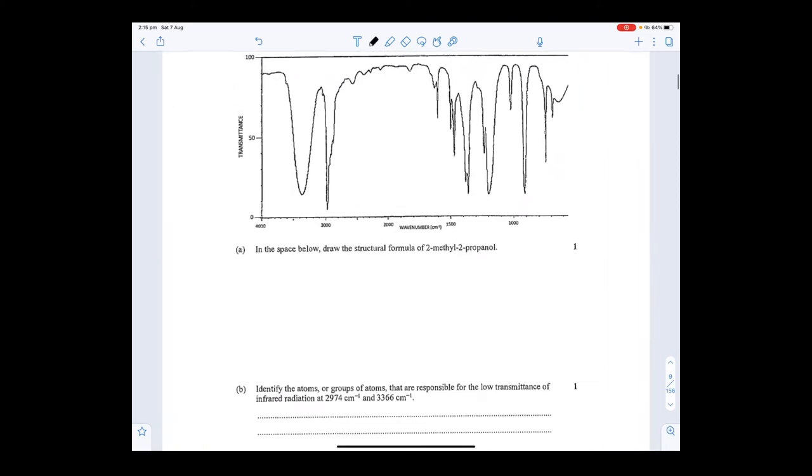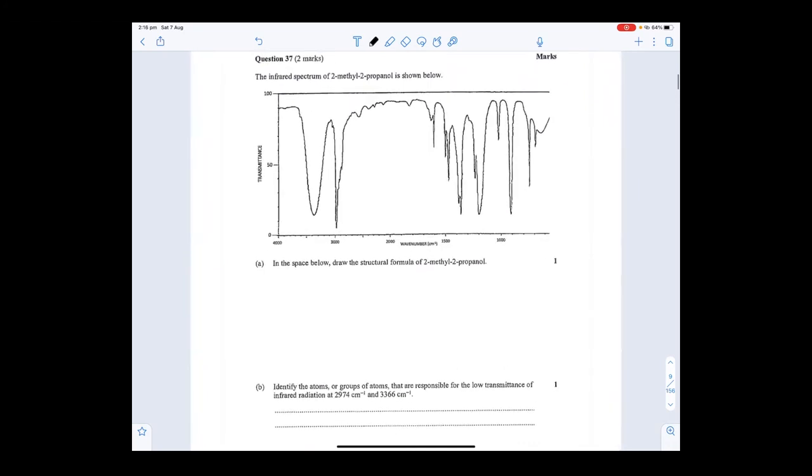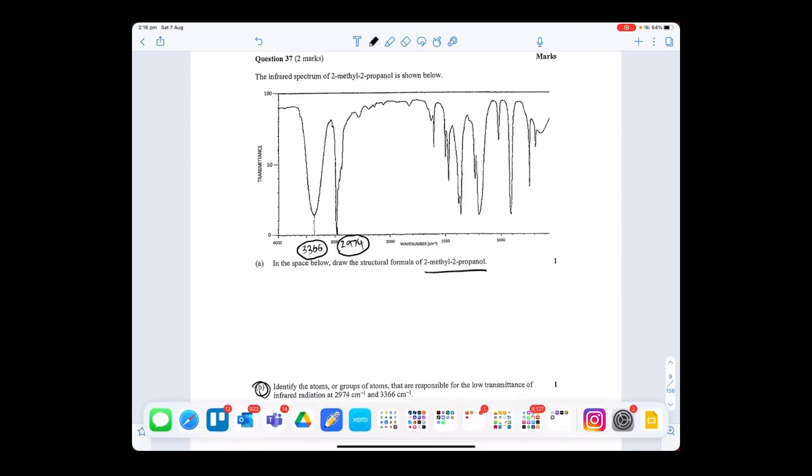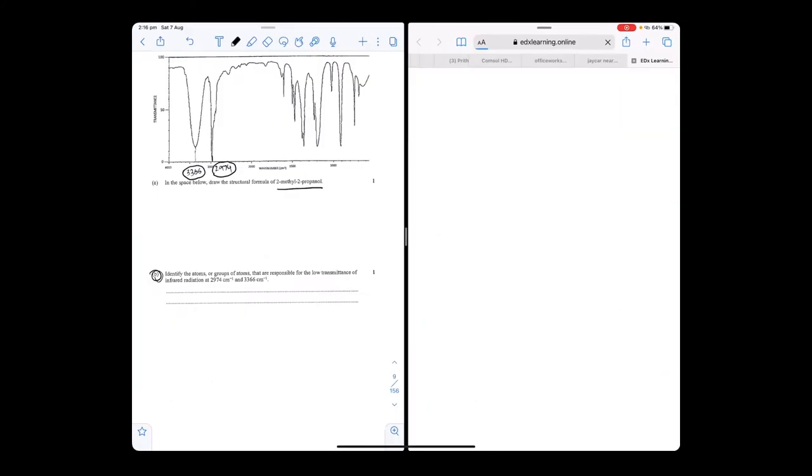Saga, your turn, since you said you wanted to do infrared spec B. I know you can draw 2-methyl-2-propanol, but I want you to answer 37B for me. So what atoms are responsible for the low transmittance at 2,974, which is this descent there, and 3,366? Michelle, you're going to explain the 3,366, and Saga, you're going to explain the 2,974.